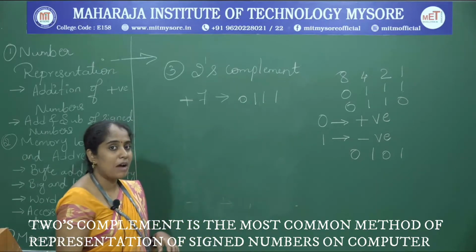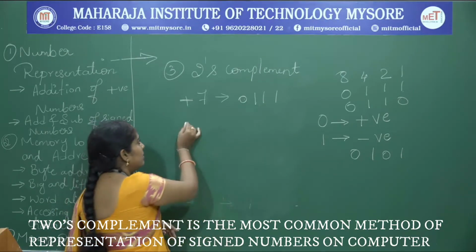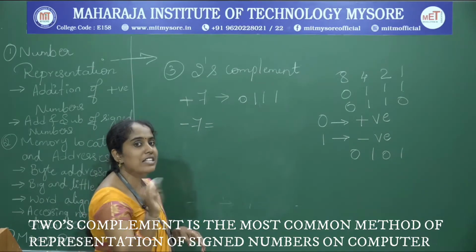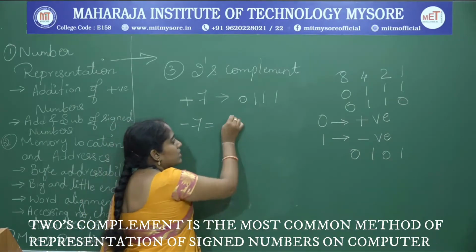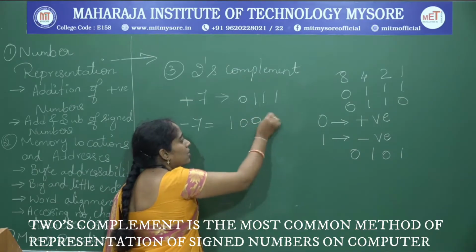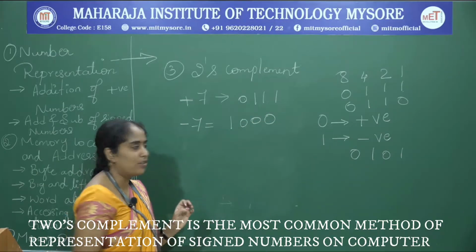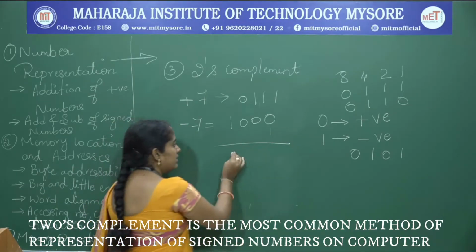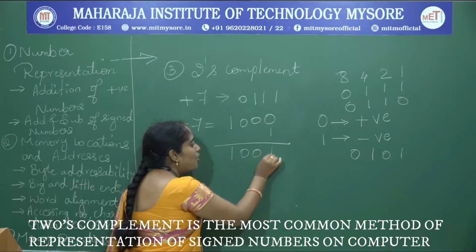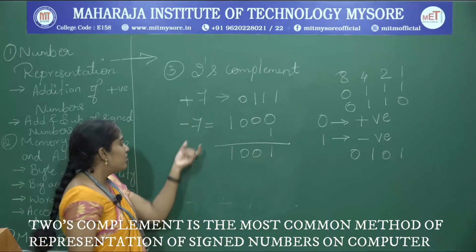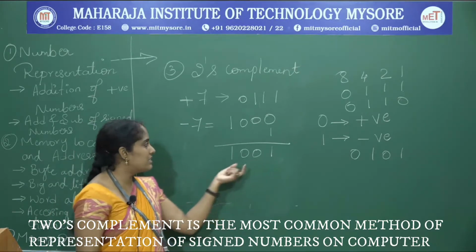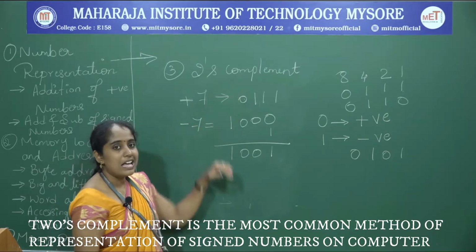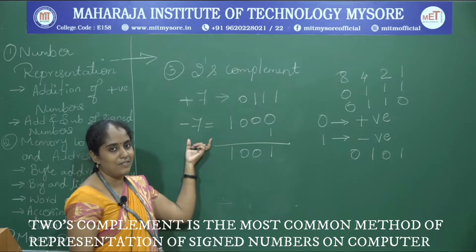How to represent minus 7 in 2's complement? First you need to take the 1's complement, which is 1, 0, 0, 0, and add 1 for the 2's complement. Now 1, 0, 0, 1 is the answer. So 1, 0, 0, 1 is minus 7, the 2's complement representation for minus 7.